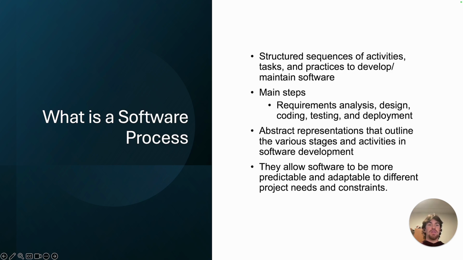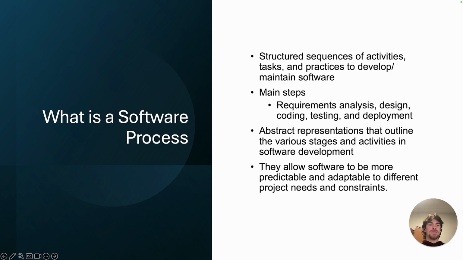These processes outline the steps such as requirement analysis, design, coding, testing, and deployment to ensure that the software meets user needs and quality standards. By providing a well-defined framework, software processes help manage complexity, mitigate risks, and enable collaboration among development teams, ultimately leading to more predictable and maintainable software products.